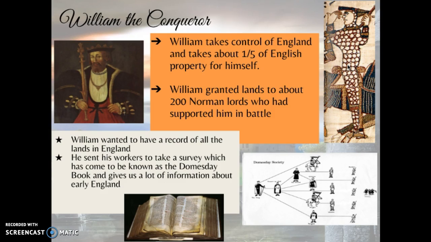So William wants to have a record of all the lands of England, and this is kind of when we see this type of feudalism then come into England with William the Conqueror. And so he has this huge survey of the land, and this book is to become known as the Domesday Book. And it gives us a lot of information on early England and kind of the feudal structure with the king.